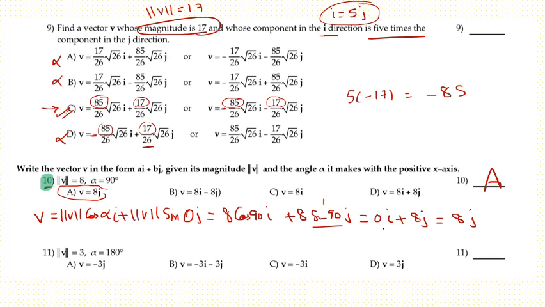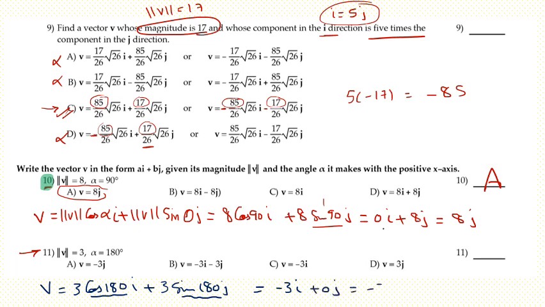Number 11, I'm going to follow the same rule. So V is equal to 3 cosine 180 in I plus 3 sine 180 in J. And cosine 180 is negative 1, so it's negative 3i. And sine 180 is 0, so it's negative 3i. So the right answer is C.